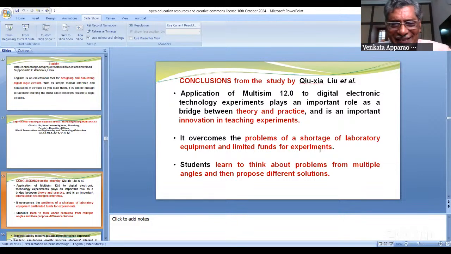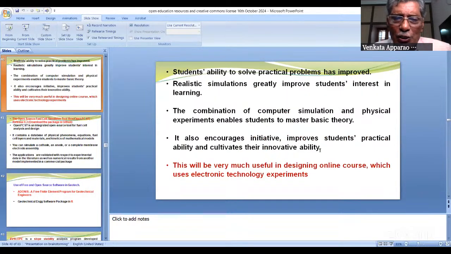Many colleges find shortage of funds for advanced equipment. In all such cases, you make use of the simulated experiments using this Multisim 12.0 version. Students learn to think about problems from multiple angles and then propose different solutions. These are the conclusions of the research using this Multisim 12.0 version. Students' ability to solve practical problems has improved. Realistic simulations greatly improve students' interest in learning.